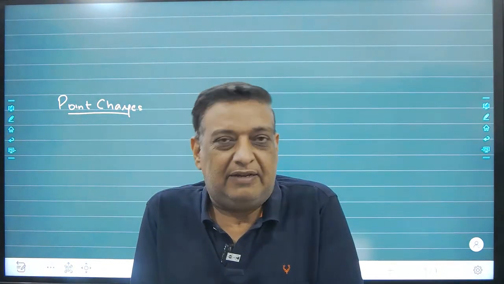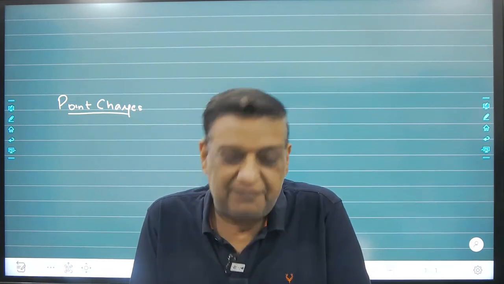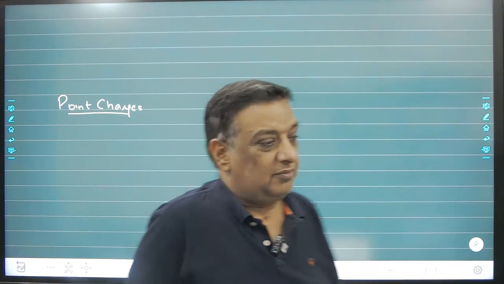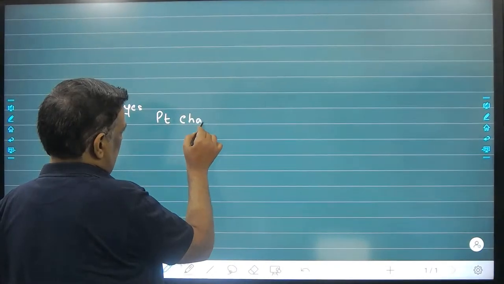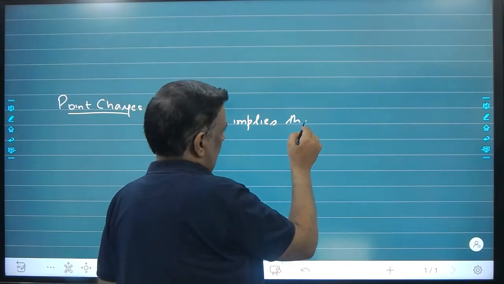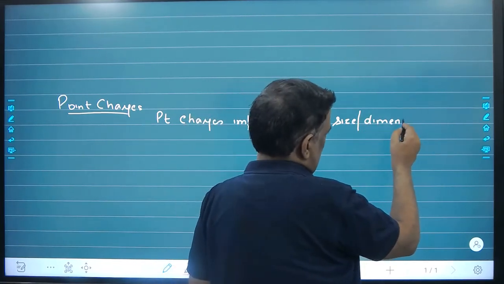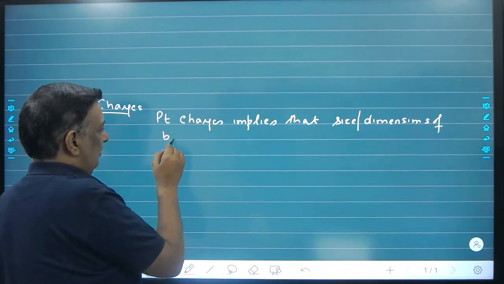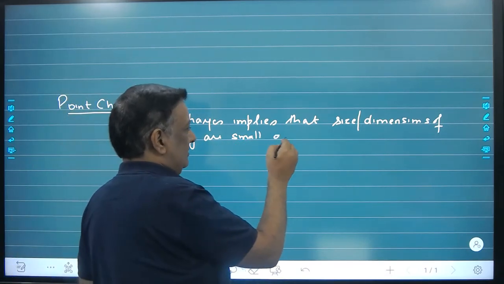Point charges never implies that the size of the body is small. It's a relative concept. Point charge only means that the dimensions or size of the charged body is very small as compared to other distances in the problem. So we say it's a relative concept. Point charges implies that size or dimensions of body are small as compared to other distances in the problem.